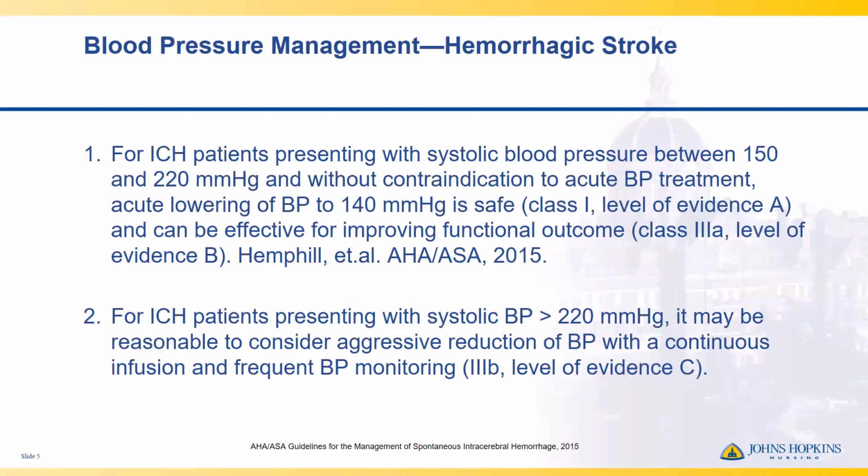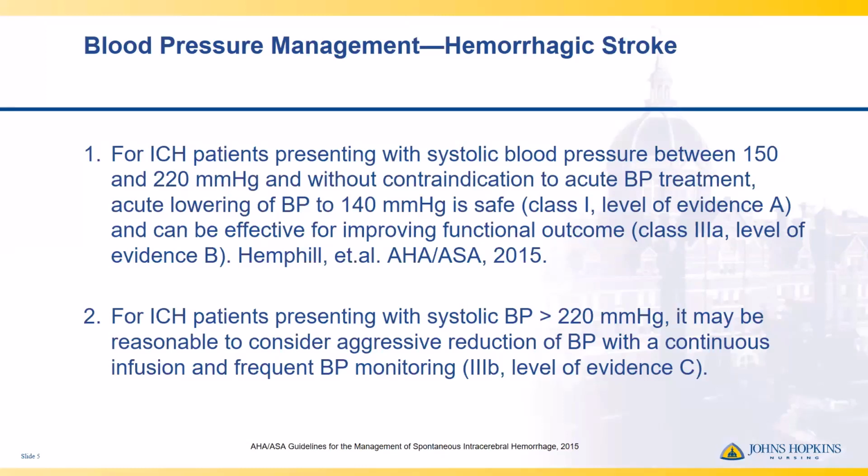For patients that have had a hemorrhagic stroke, we do want to do better blood pressure control. For ICH patients presenting with a systolic blood pressure between 150 and 220 millimeters of mercury, and without contraindication to acute blood pressure treatment, acute lowering of their blood pressure to 140 millimeters of mercury has been found to be safe and effective for improving functional outcomes for these patients.